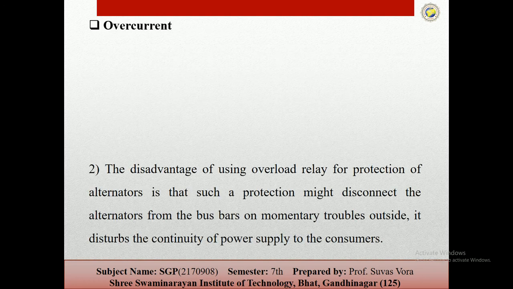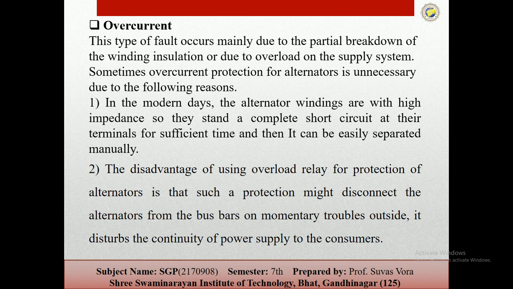देन आफ्टर द ओवर करंट प्रोटेक्शन सिस्टम्स. सो दिस टाइप ऑफ फॉल्ट्स अकर्स मेनली ड्यू टू द प्रैक्टिकल breakdowns of the winding insulator or due to the overloaded supply system. Sometimes the overcurrent protection for the alternator is unnecessary due to some reasons. The first reason is that nowadays the modern alternator windings are made with high impedance, so that they can stand a complete short circuit at their terminals for sufficient time, and then it can be easily separated manually.